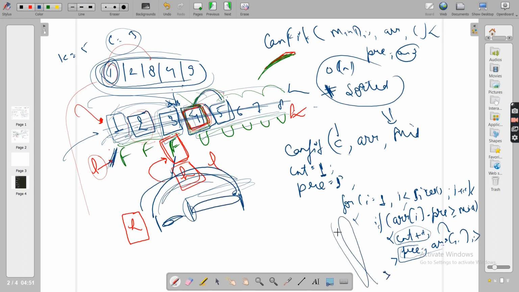So when this for loop has ended, if my CNT, if I am able to put at least C cows, you'll return 1. And if your CNT is smaller than C, which means, in the example earlier, we were able to put only 2 cows with the 4 distance. If count is lesser than the number of cows you were given, you'll return false, you'll return 0. So this is the idea of the canFit function.